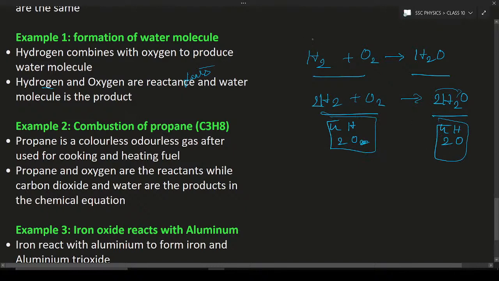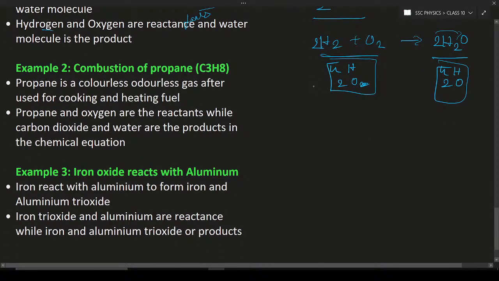We first wrote the skeleton equation, and after that we balanced the chemical equation by putting some numbers before the formulas. Remember one thing: you should never change the subscripts. You have to add only the coefficients, which go before the formulas. After the symbols, you should not put any number. So this is about balancing the chemical equation for the water molecule.